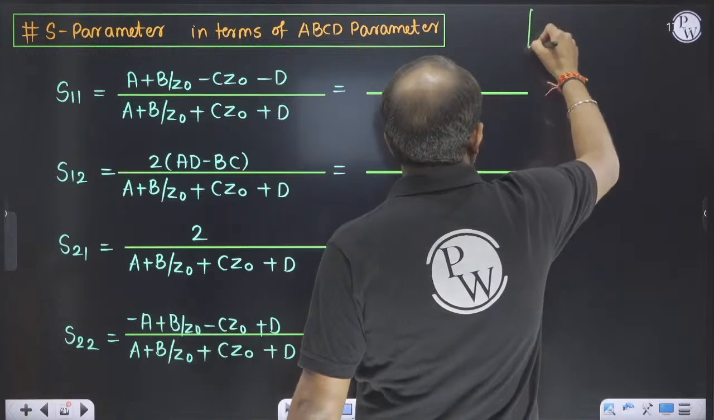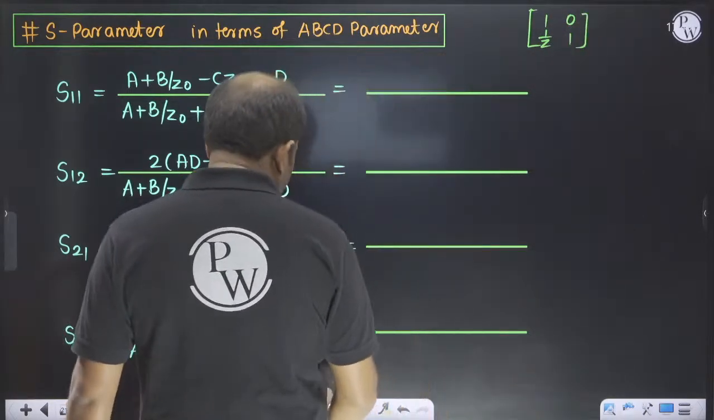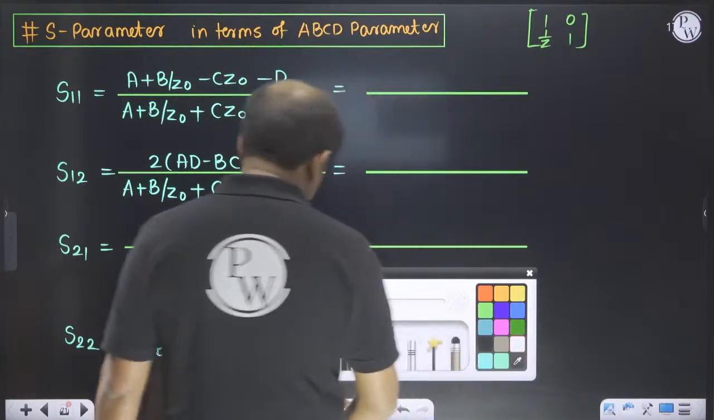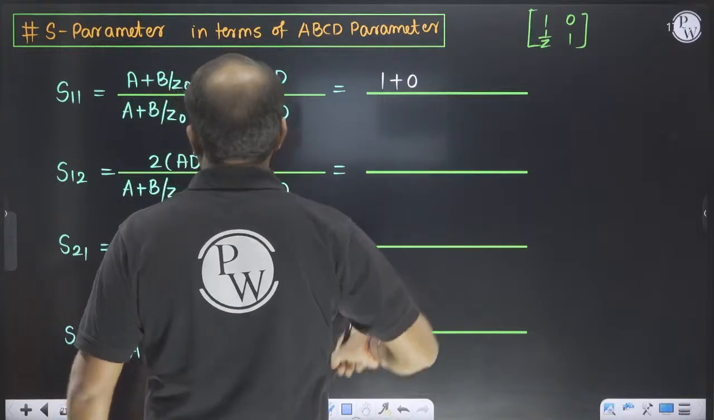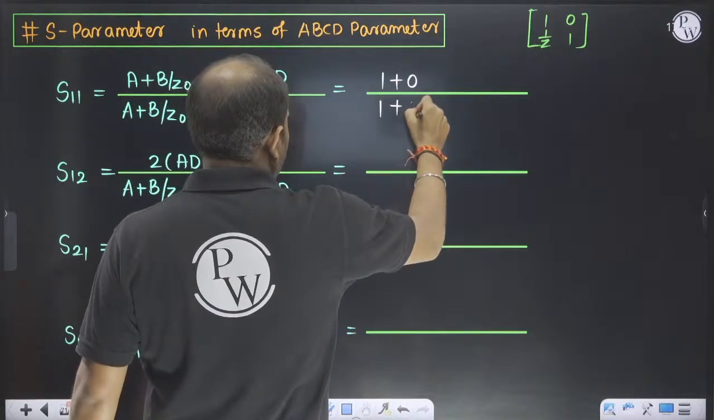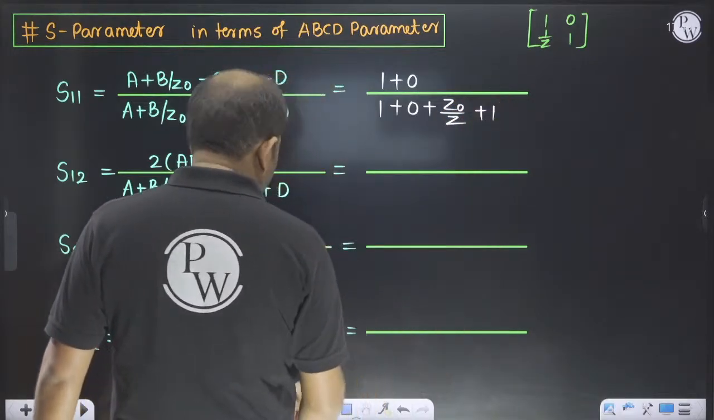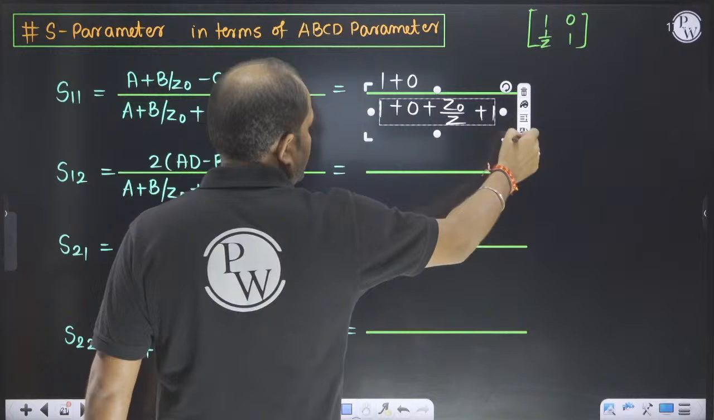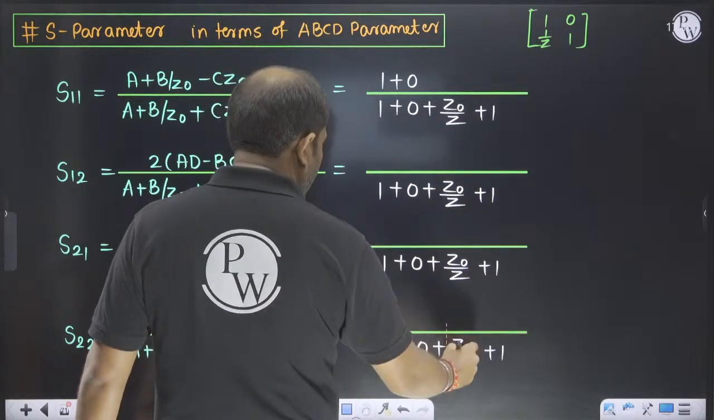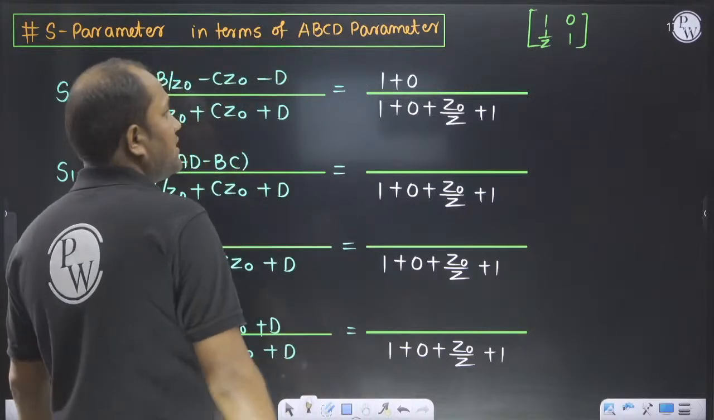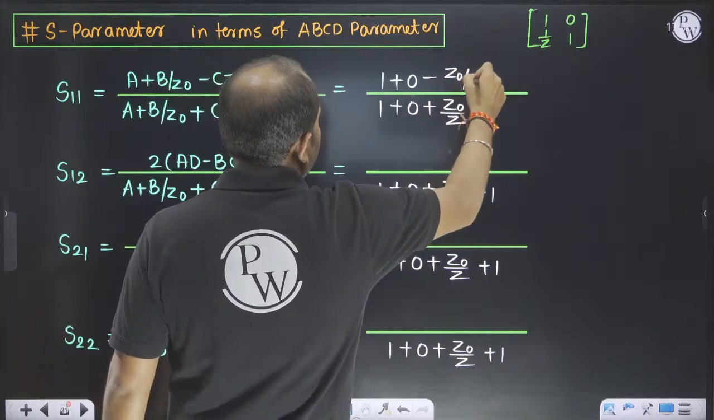So A is how much? 1, 0, 1 by Z and 1. So B is 0, A is 1. You will put and you will get the answer. So A is equal to 1, B is equal to 0, C is equal to 1 by Z and D is equal to 1. The denominator will be the same in all cases. And C is 1 by Z, so what will be Z0 upon Z minus 1.